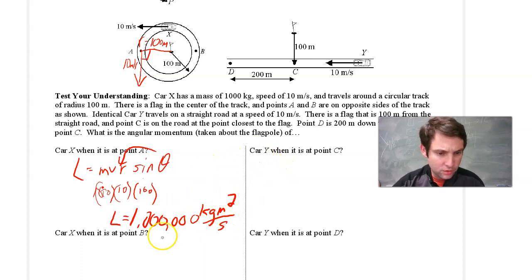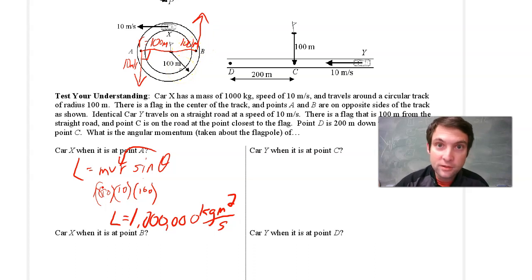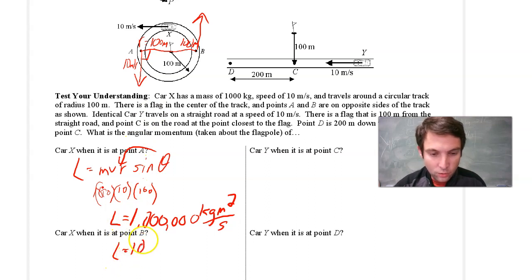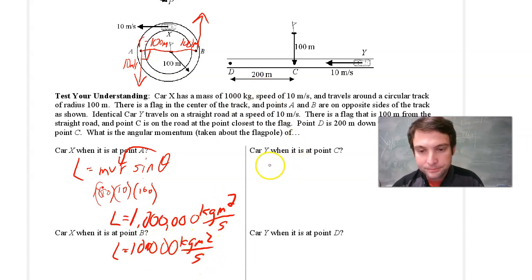All right, so what about car X when it's at point B? When it's at point B, we are now 100 meters from the flag. Our velocity is going to go this direction, and the angle between these two are the same. Our mass hasn't changed, so why would our angular momentum change? It hasn't. L is still going to be 1 million kilogram, not joules, times meters squared per second.